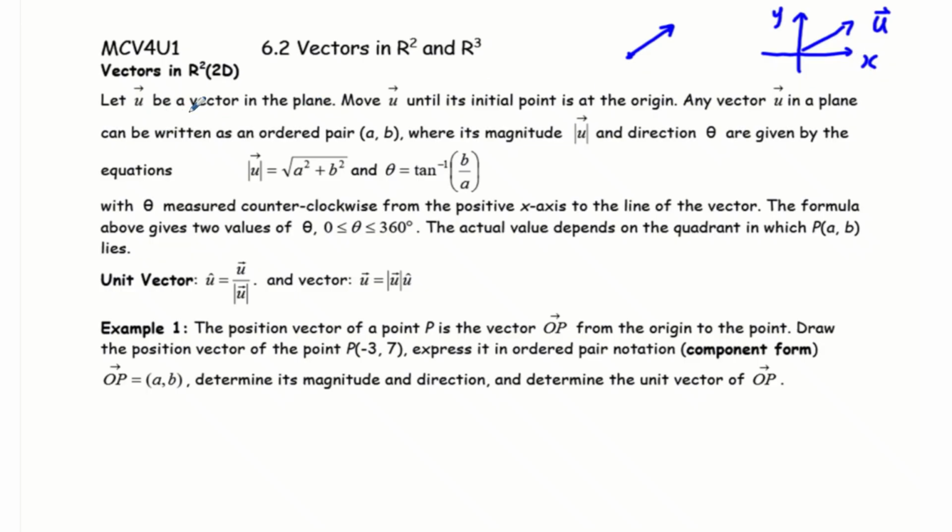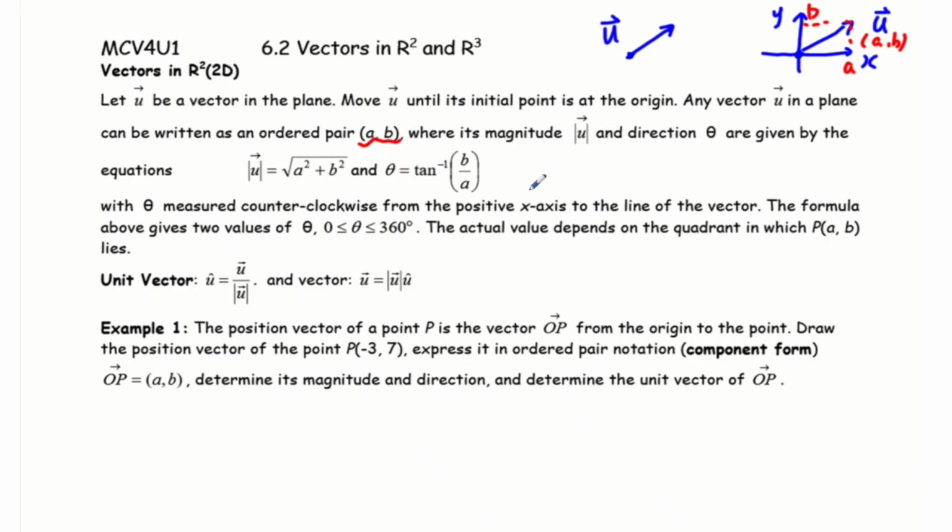So let U be a vector in the plane and move U until the tail is at the origin. Then that is an algebraic vector in the xy coordinate system. And we could always write it as xy coordinates, so A comma B. This one looks like a point, but now this is not a point. This represents a vector.